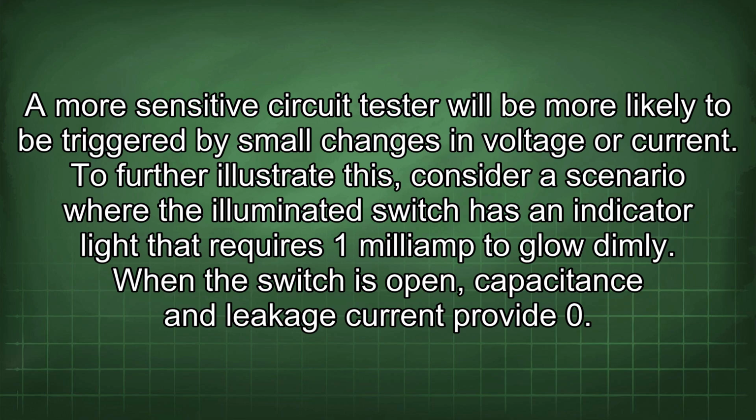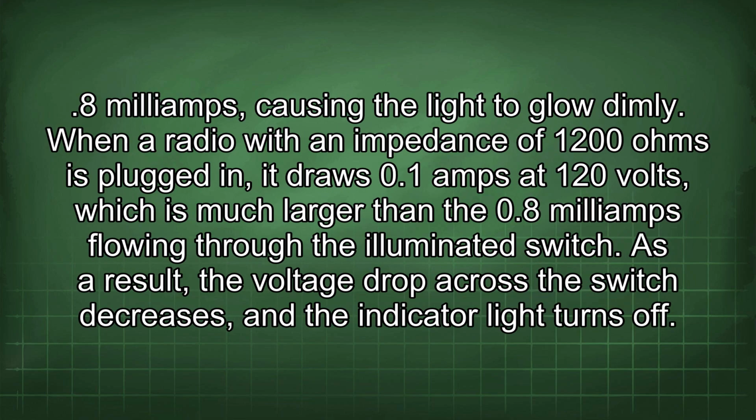When the switch is open, capacitance and leakage current provide 0.8 mA, causing the light to glow dimly. When a radio with an impedance of 1200 ohms is plugged in, it draws 0.1 amps at 120 volts, which is much larger than the 0.8 mA flowing through the illuminated switch. As a result, the voltage drop across the switch decreases and the indicator light turns off.